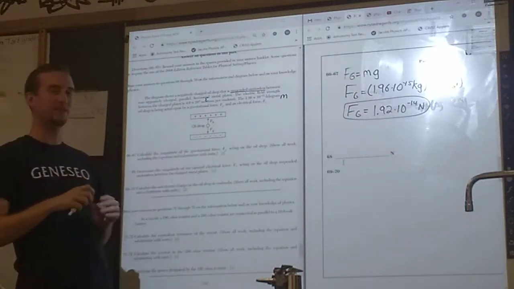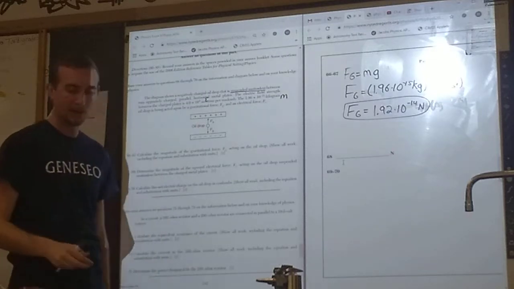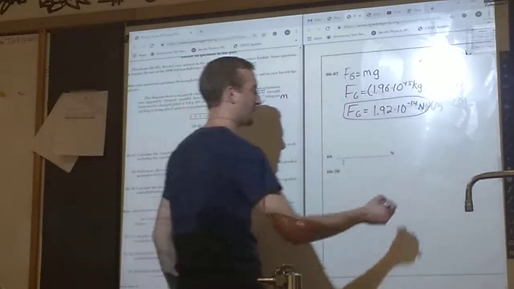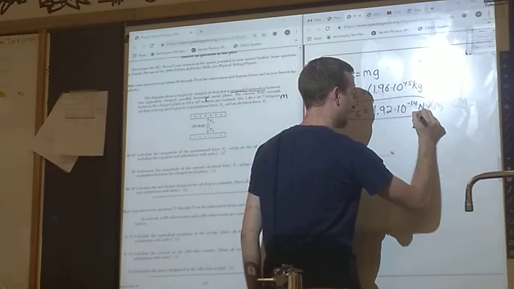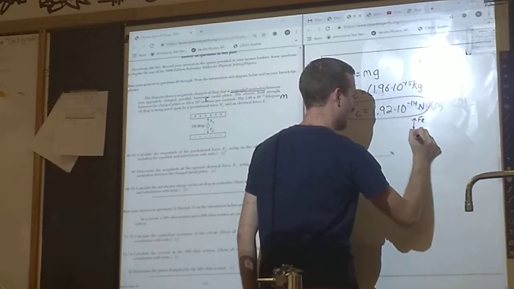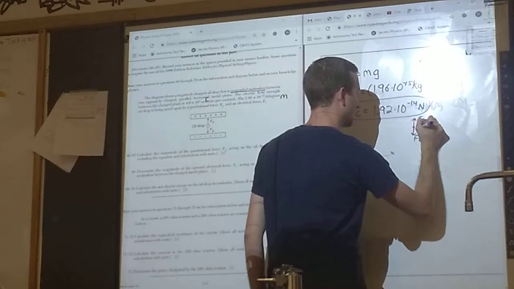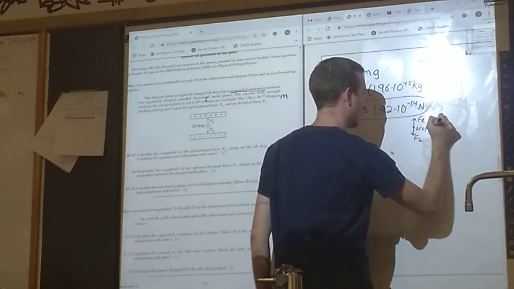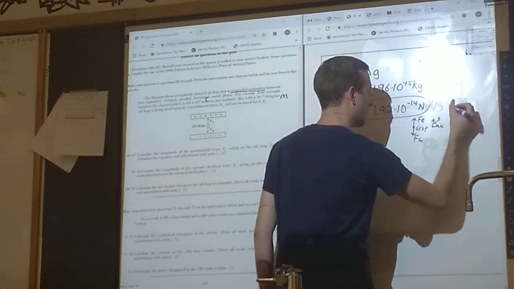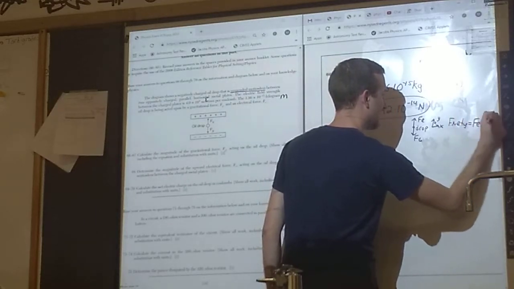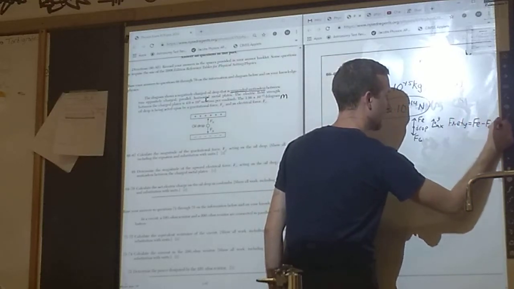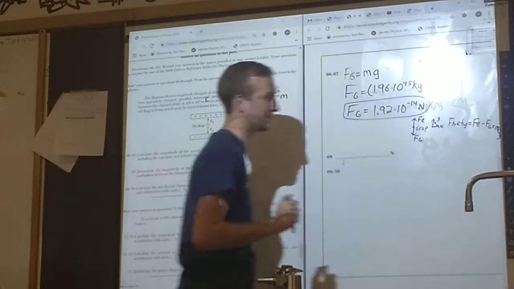I did already say they were the same thing, but if you wanted to show the work, here's how you do it. Let's copy over our free body diagram here. We've got Fe holding this up. We've got Fg pulling it down. This is our drop of oil. Our net force in the y direction is Fe minus Fg equals m a y. Sorry for squeezing it in there.